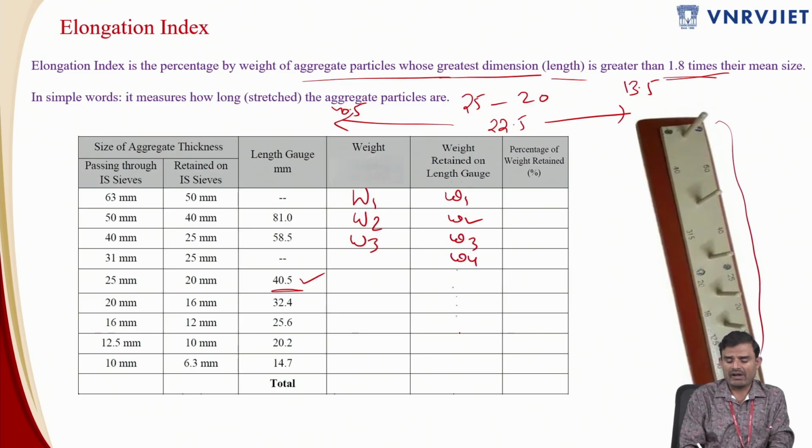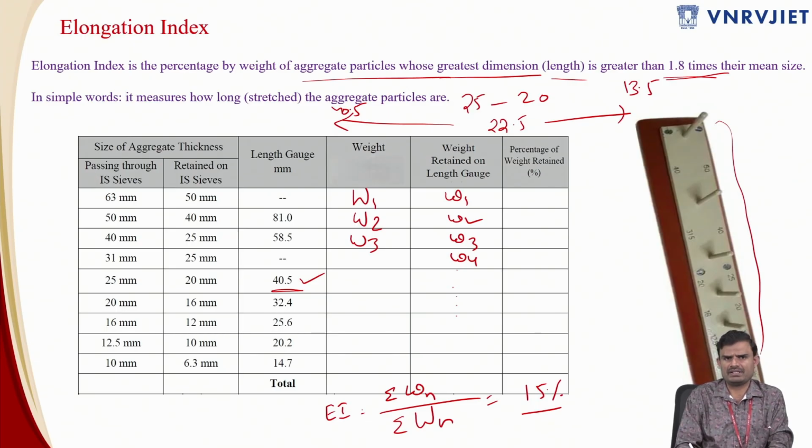After that, the formula for the elongation index is the summation of all aggregate particles retained on their respective length gauges, that is, small w1 plus w2 plus and so on up to small wn, divided by the summation of capital Wn, which is the original weight of the 200 aggregate particles you have taken. You can express this as the elongation index. The limiting value prescribed in the code is that the elongation index can be up to 15%, and the flakiness index can also be 15%. So this is how you conduct the flakiness index and elongation index.